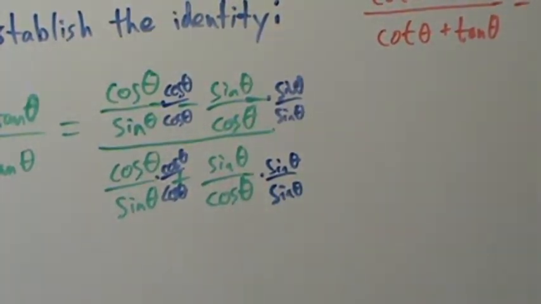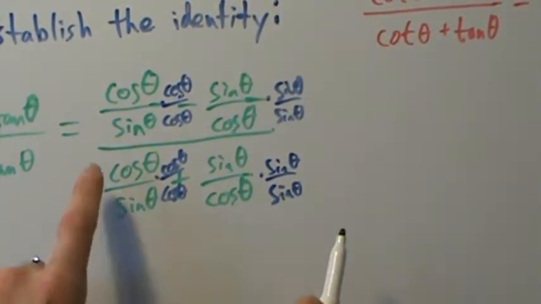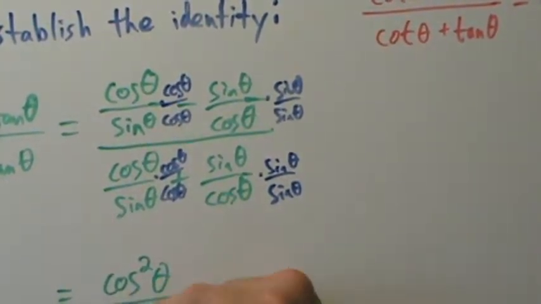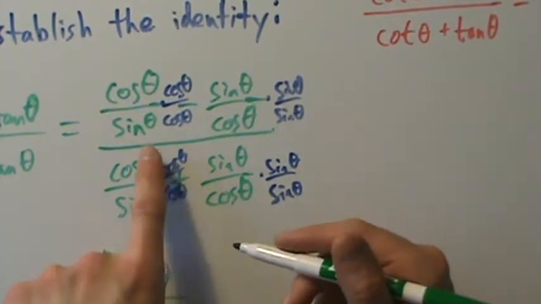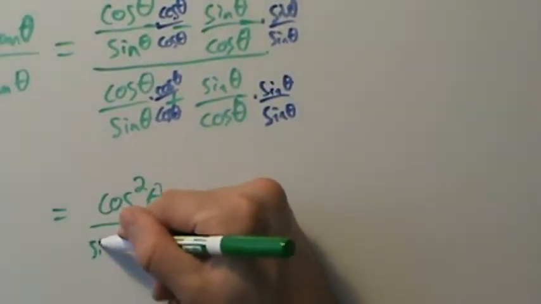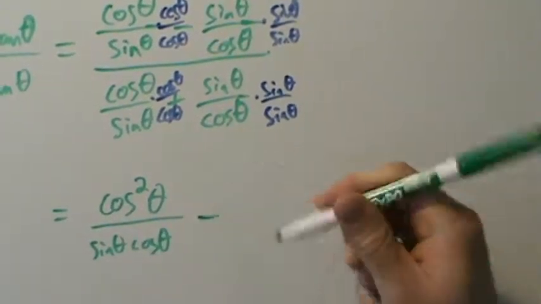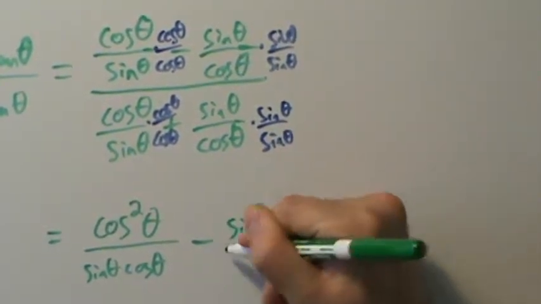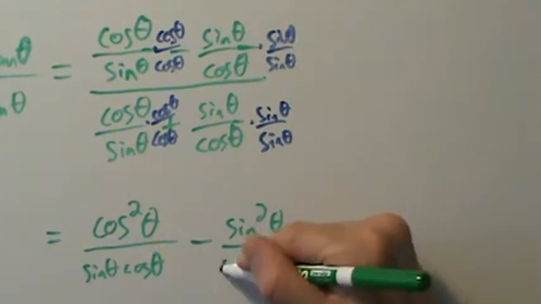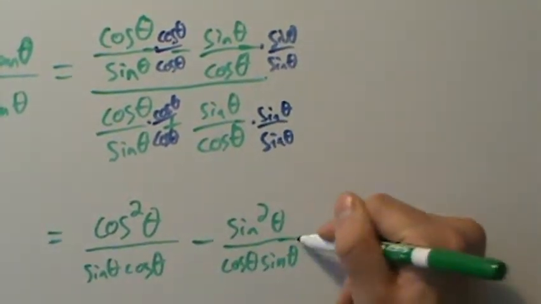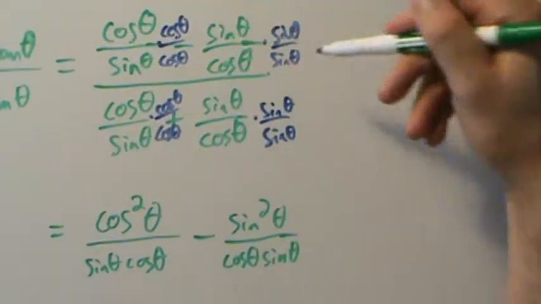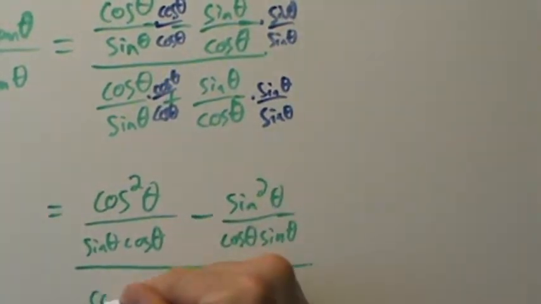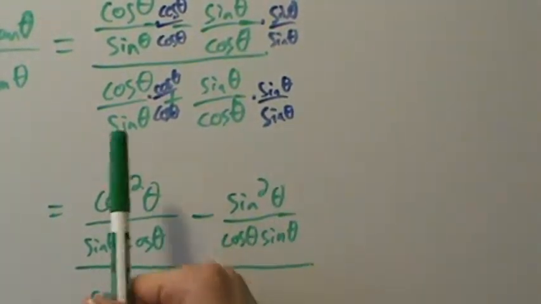Okay. So then what we're going to have is cosine theta times cosine theta, so that's cosine squared of theta, over sine theta cosine theta. And then we still have this minus sign in here, so then what we have is sine of theta times sine of theta, which is sine squared of theta, and then we have cosine theta sine theta on the bottom. Okay, so that's this whole top right up here. And then that's being divided by what's happening on the bottom. Cosine theta, that's cosine squared of theta, all over sine theta cosine theta.